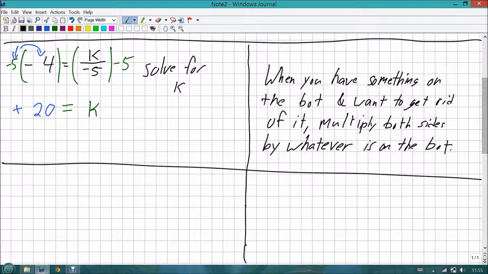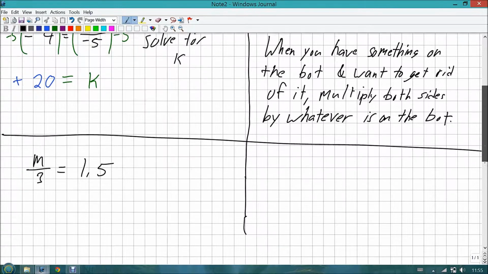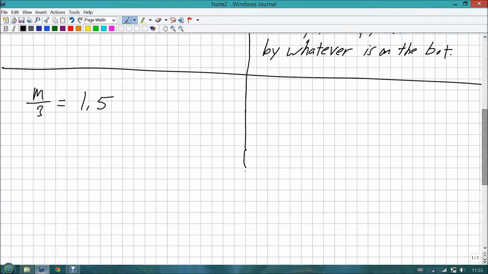M. And M happens to be divided by 3 at the moment. And we're trying to make that equal to, oh my goodness, it's a decimal, 1.5. Oh boy, I hate decimals. They always lie to me. But that's okay. We'll live with it.